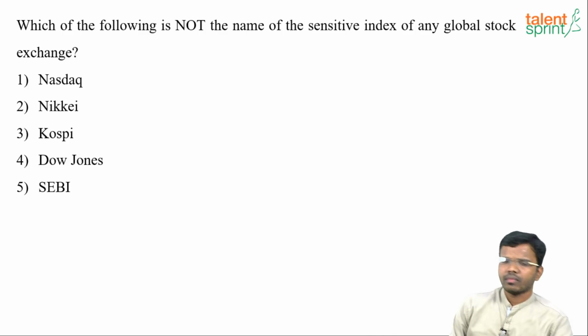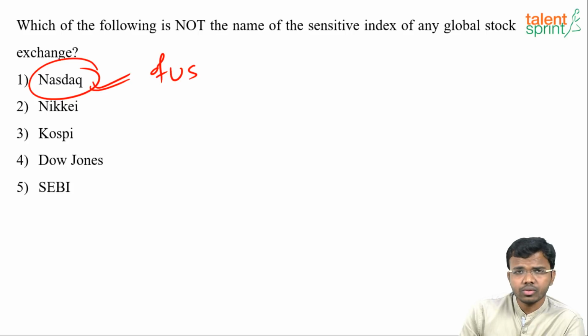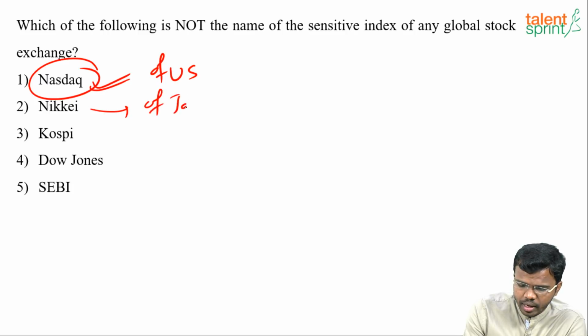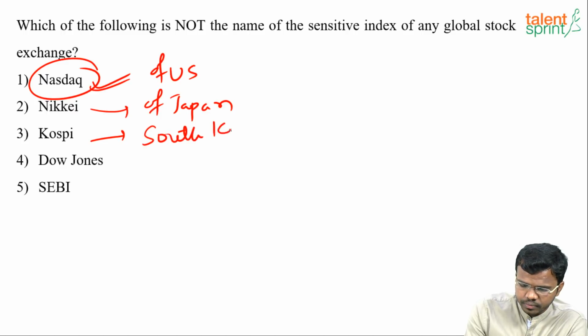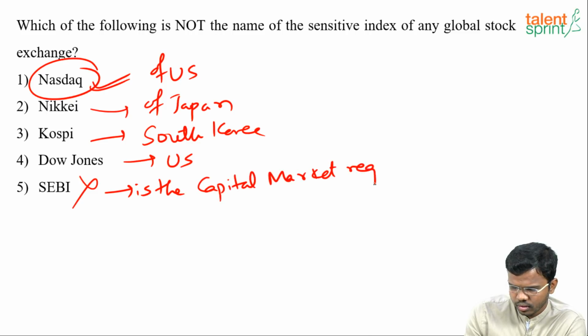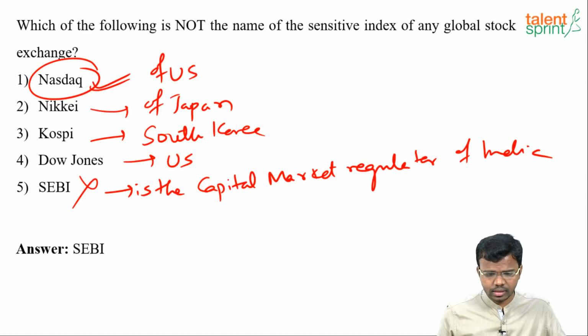Which of the following is not the name of sensitive index of any global stock exchange? Very easy question. NASDAQ is of US, right? National Association of Security Dealers and Automated Quotations. Nikkei is of Japan. KOSPI is of South Korea. Dow Jones is again of US. SEBI is the capital market regulator. It is not in any stock exchange. You have BSE, NSE, those are the indices. SEBI is not any index or any stock exchange, so the right answer is SEBI here.